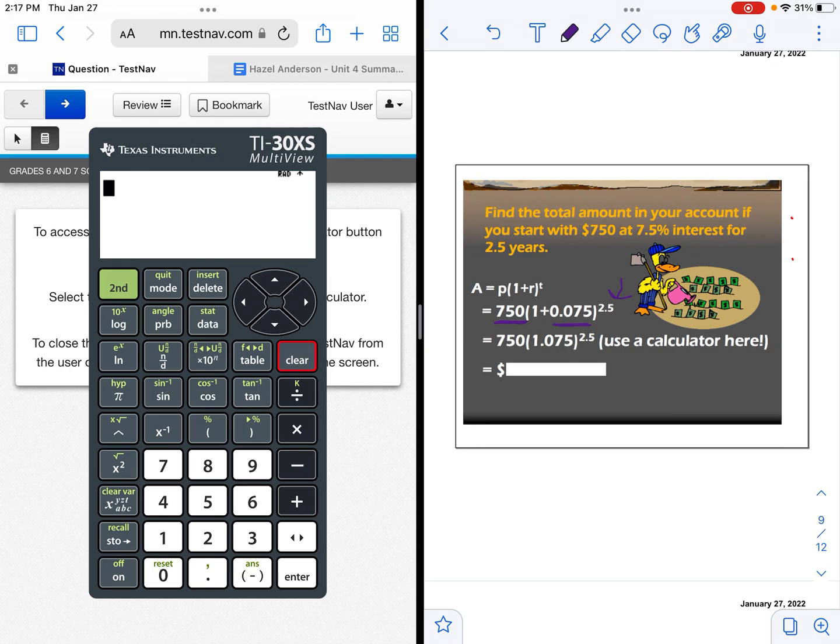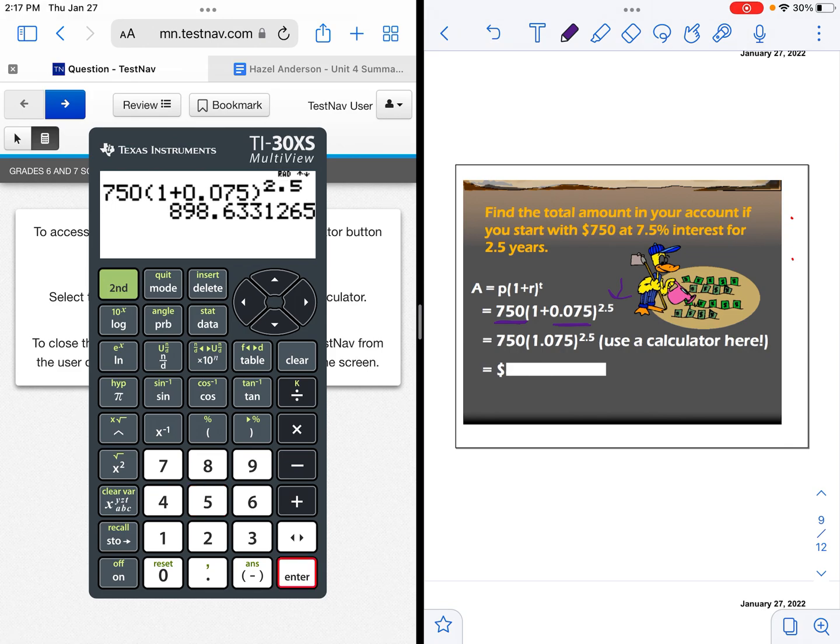So I'm just going to clear this out. I'm going to do 750 parenthesis. Now your calculator knows that the parenthesis means multiplication. And I'm going to say 1 plus 0.075. Close your parenthesis and use your caret key because we're going to raise that to 2.5.